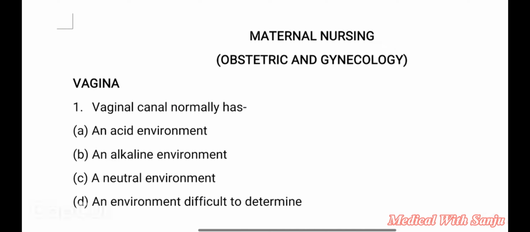Vaginal canal normally has option A an acid environment, option B an alkaline environment, option C a neutral environment, and option D an environment difficult to determine. The correct option is option A.